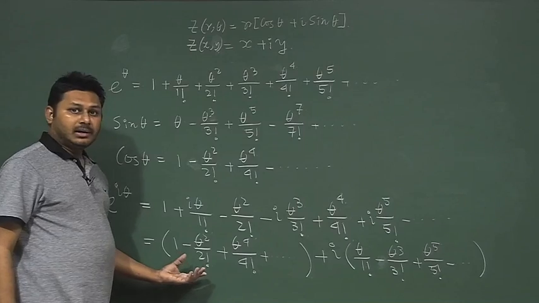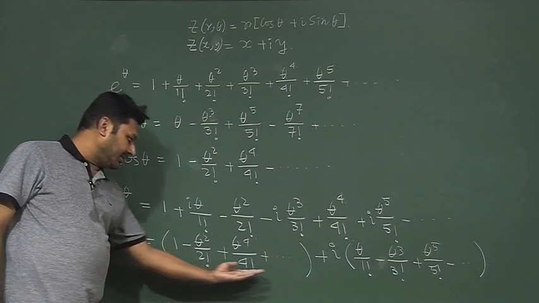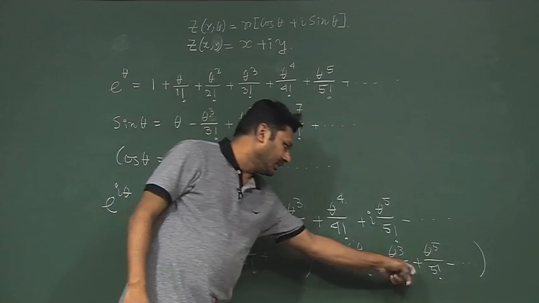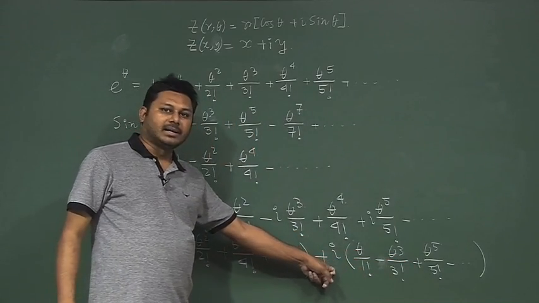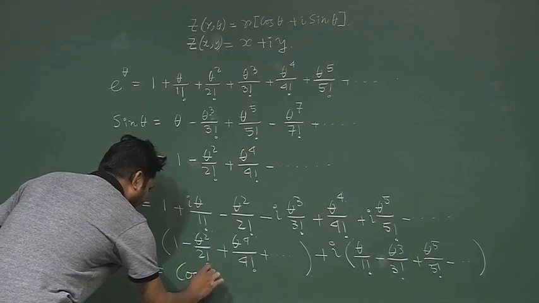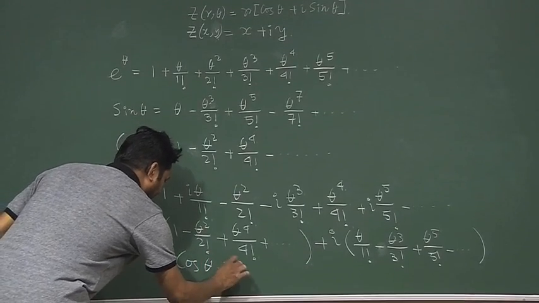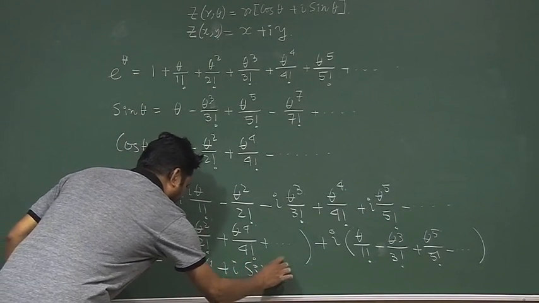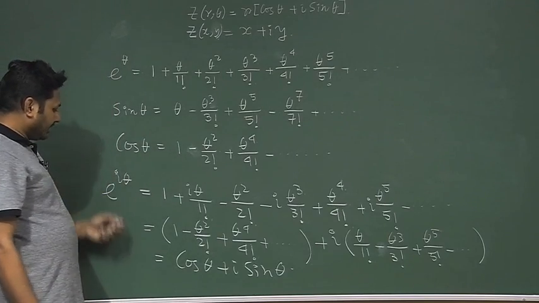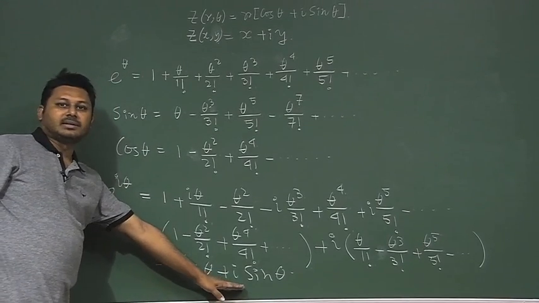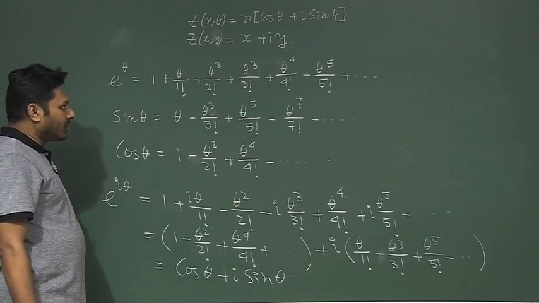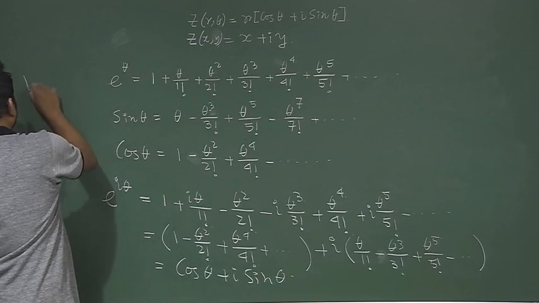So, it is like a miracle: we have one series which is cos and one series which is sin, just multiplied by i. So, this is cos theta plus i sin theta. So, e to the power i theta is nothing but cos theta plus i sin theta, which I showed you meticulously, and which is called Euler's formula, a famous formula.